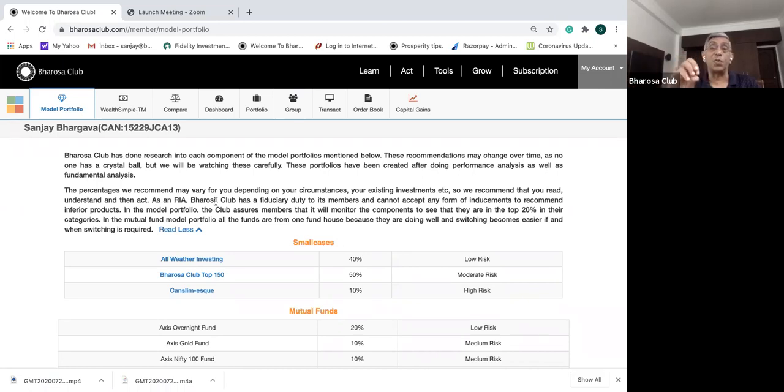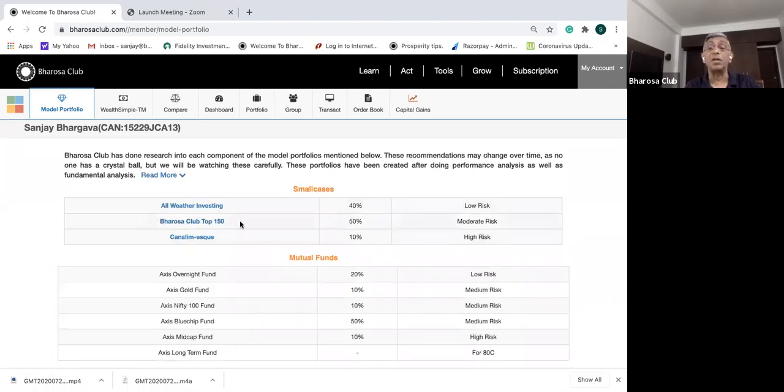If a component doesn't perform quite well, and it's not in the top 20% of those type of components, then it's going to replace that with another component. So this gives you an idea of the thought behind how these model portfolios were constructed. Now let's look at each of the model portfolios.